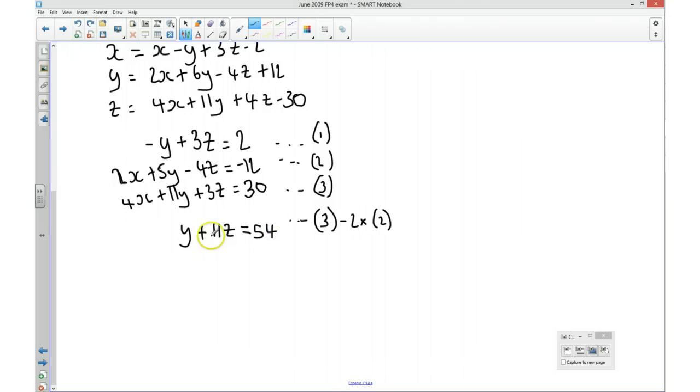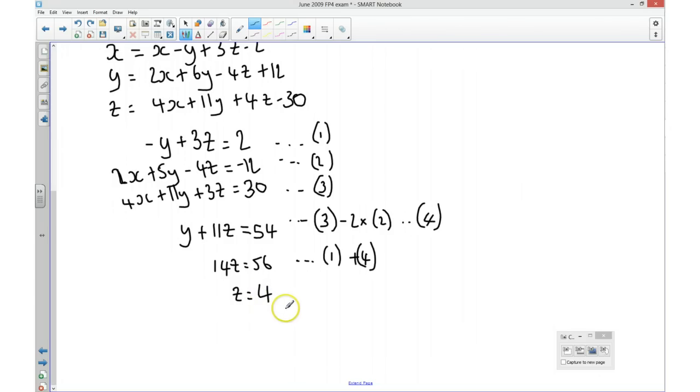Okay, so I've now got y plus 11z is equal to 54, and I've also got this equation here, which is negative y plus 3z is equal to 2. So I'm just going to call this one equation 4, so that I can now add equation 1 to equation 4, because that's going to make my y's cancel each other out. So that's going to make it 14z is equal to 56, and now I've got a solution for z, because z is going to be equal to 4.